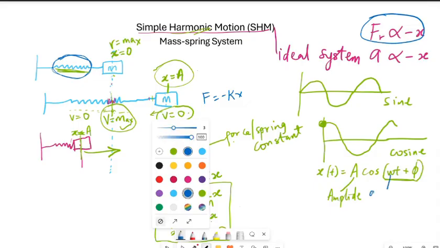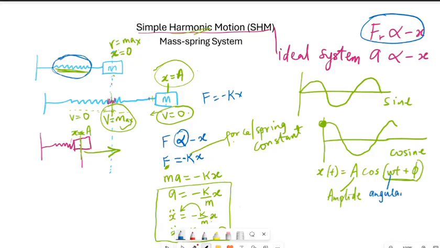Omega is our angular frequency. Now mind you, we can call it angular velocity, but angular velocity is being used in circular motion. You take note of that. So t is time, and this is the phase angle. We can call it phase angle, we can call it phase shift also. And this x is our displacement.